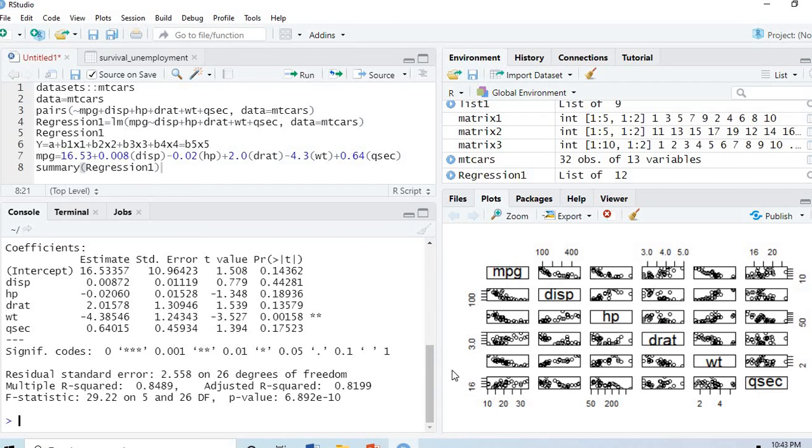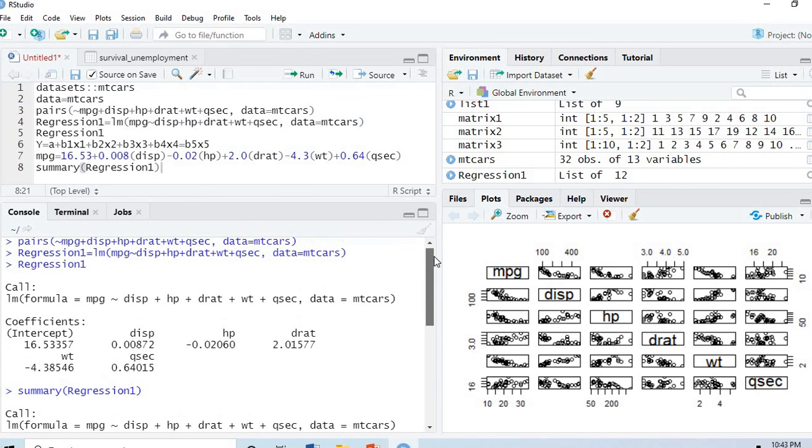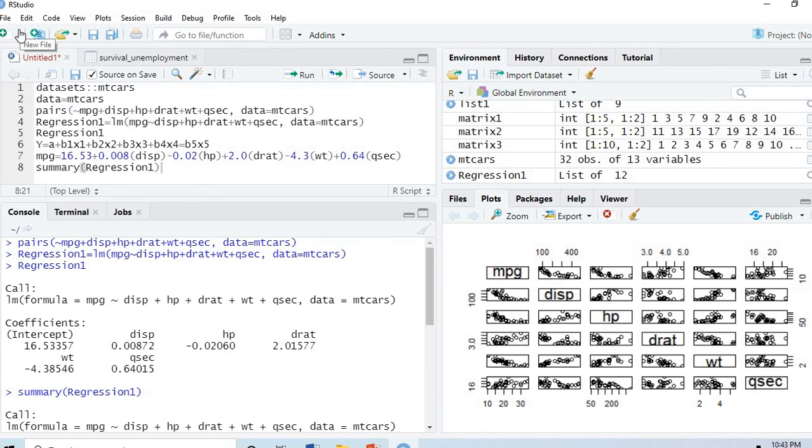So in this way you can run the multiple linear regression analysis to find out the value of dependent vectors or forecast the value of dependent vectors based on certain independent vectors.